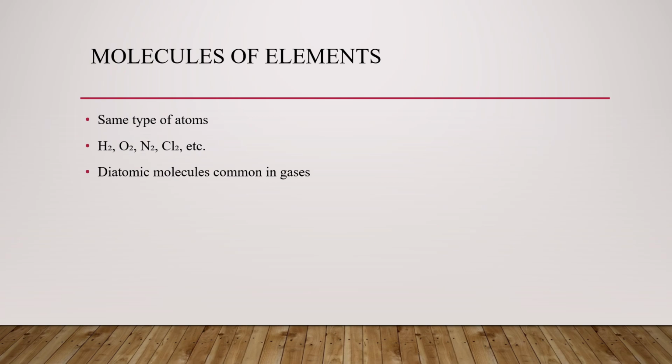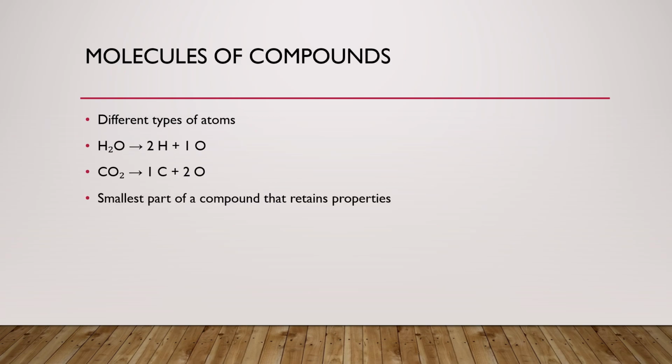Molecules of elements are made of the same types of atoms, for example, H2, O2, N2, Cl2, etc. Diatomic molecules are common in gases. Molecules of compounds are made of different types of atoms.